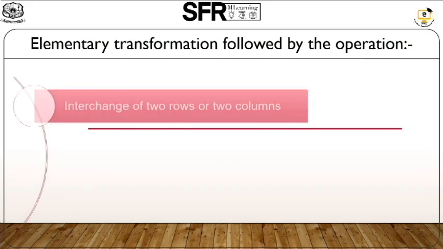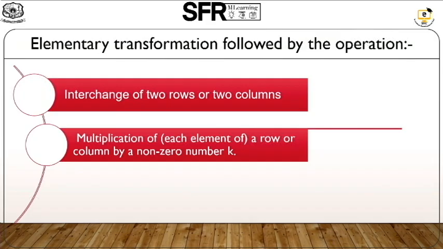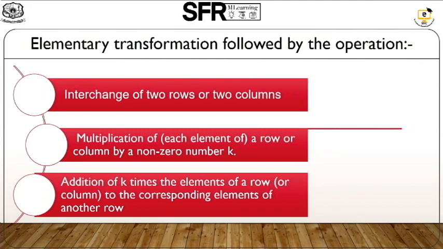First, rule 1: interchange of 2 rows or 2 columns. Then the second rule is multiplication of each element of a row or a column by a non-zero number k. Then the third rule is addition of k times the elements of a row or a column to the corresponding elements of another row or column.